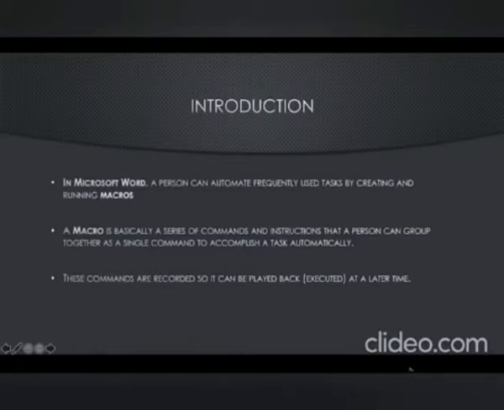Introduction. In Microsoft Word, a person can automate frequently used tasks by creating and running macros. A macro is basically a series of commands and instructions that a person can group together as a single command to accomplish a task automatically. These commands are recorded so they can be played back and executed at a later time.